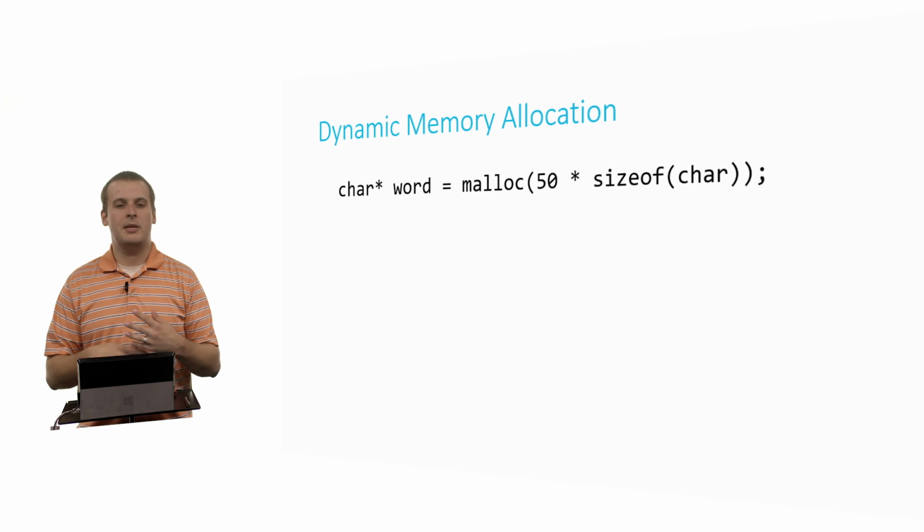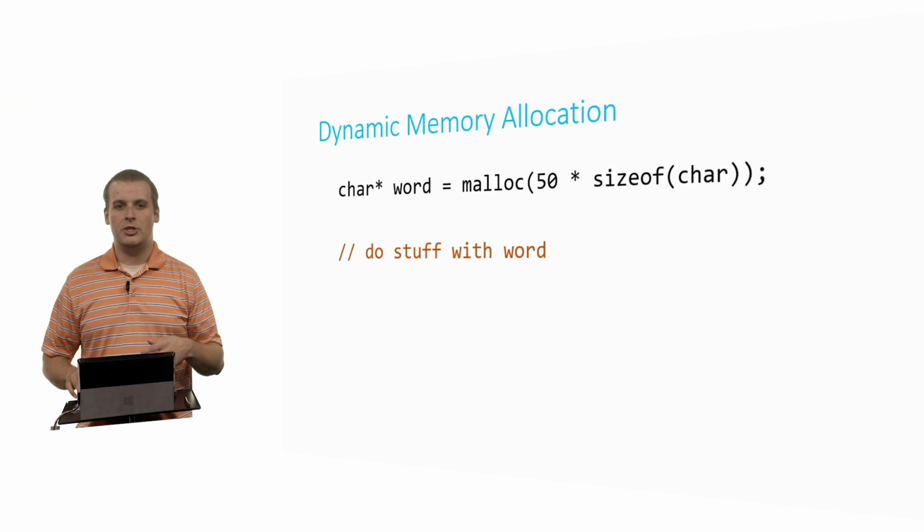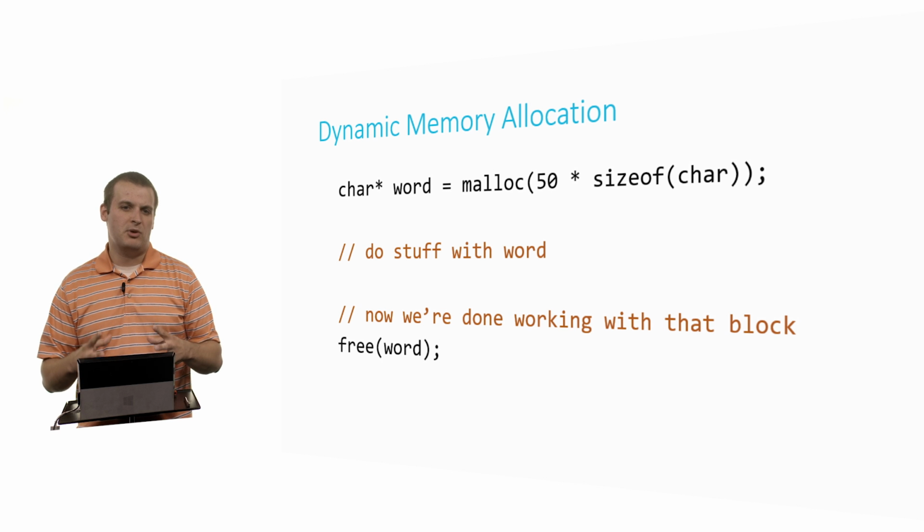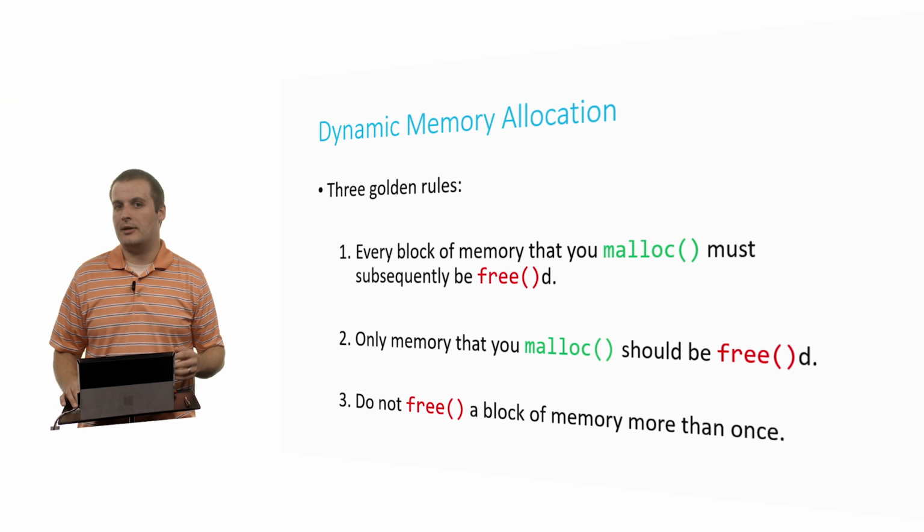So let's say we're in the middle of our program. We want to malloc an array capable of holding 50 characters. We get a pointer back to that. That pointer's name is word. We do whatever we're going to do with word, and then when we're done, we just free it. And now we have returned those 50 bytes of memory back to the system. Some other function can use them. We don't have to worry about suffering a memory leak because we have freed word. We've given the memory back because we're done working with it.